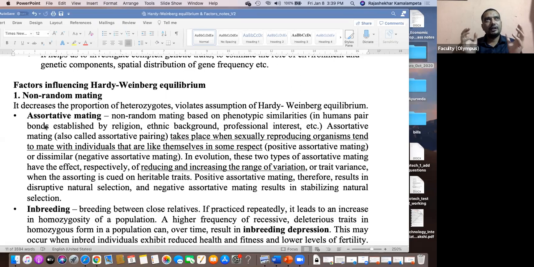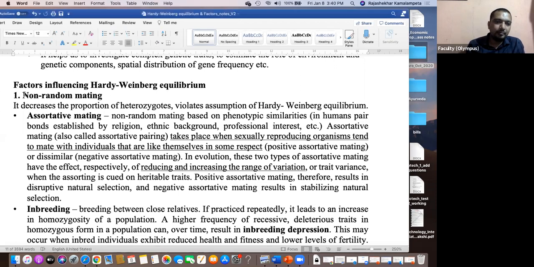Hardy-Weinberg equilibrium holds true only when there is no bias in choosing the partner. But in reality, that is not the case. So non-random mating happens. Random mating doesn't take place. So what takes place is non-random mating. There is some amount of selection in choosing the partner.